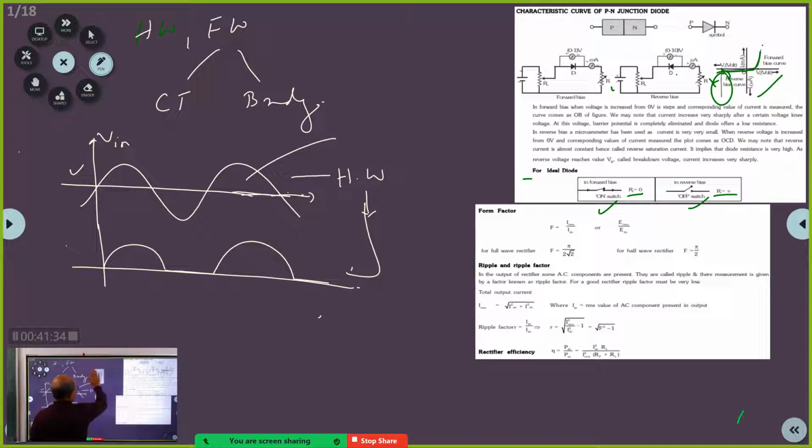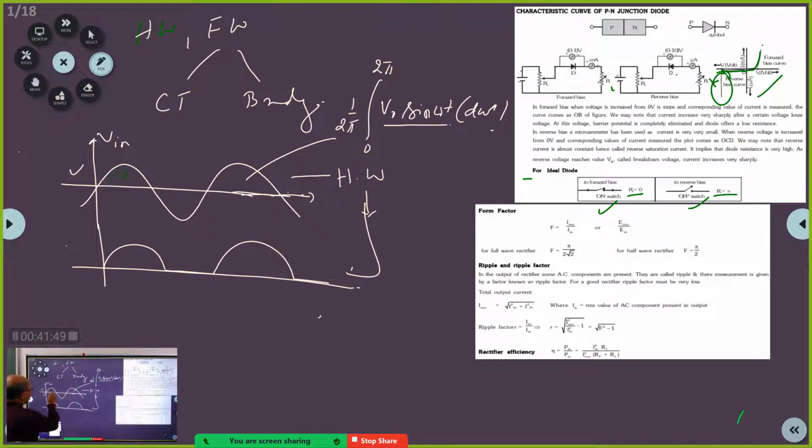that is 1 over 2 pi, integration of V naught sine omega t, d omega t, from 0 to 2 pi. This is nothing but the area under the curve. The area under this curve is positive, the area under this curve is negative. So this will simply be equal to 0. So the average value of the signal is 0, correct?